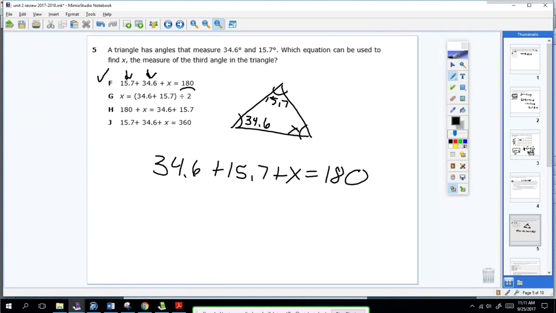Here I'm dividing by 2. There's no need to do that. Here I'm taking 180, adding my missing angle to that, and then it equals the other ones. That does not work either. And this one is equal to 360. That's not correct. So F has to be the correct answer.